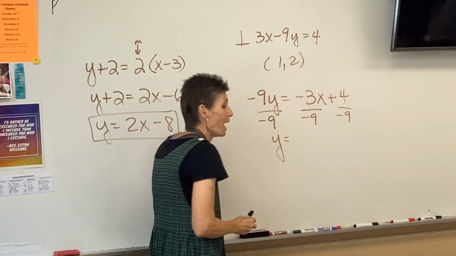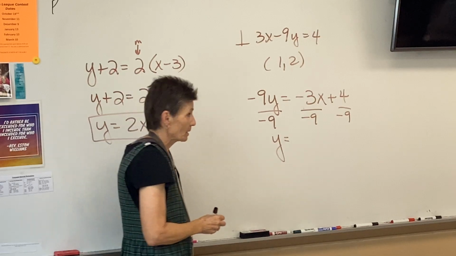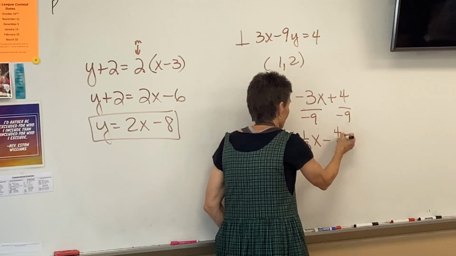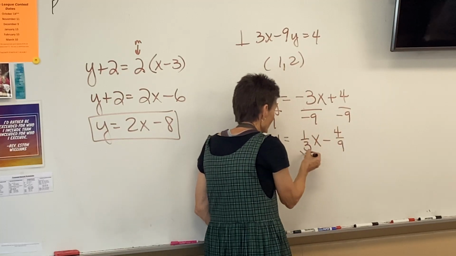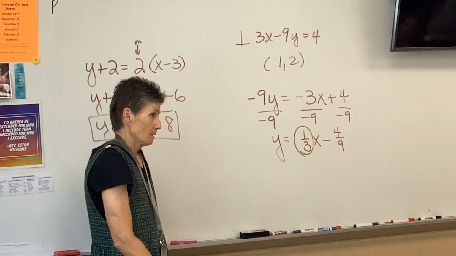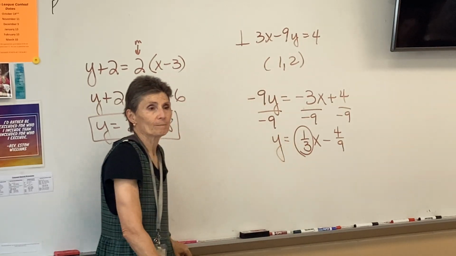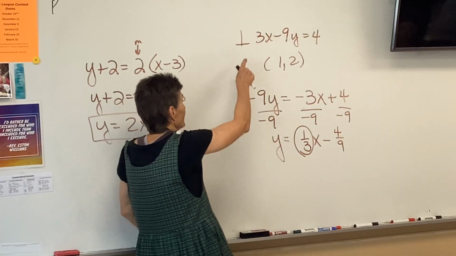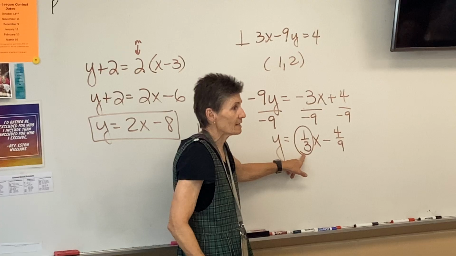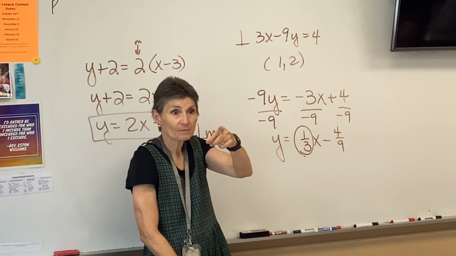Remember, y has to be totally by itself. So negative 3 over negative 9, that looks like a 1/3. Don't really care about that number. This is the one that matters, right? So the slope that I was given is 1/3. I want the perpendicular slope. So if the slope I was given is 1/3, the perpendicular will be negative 3.